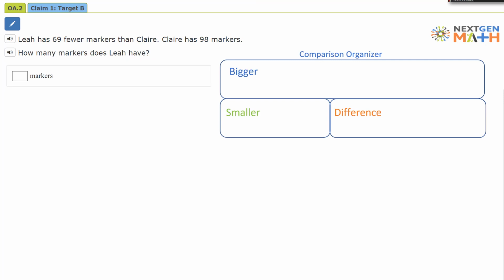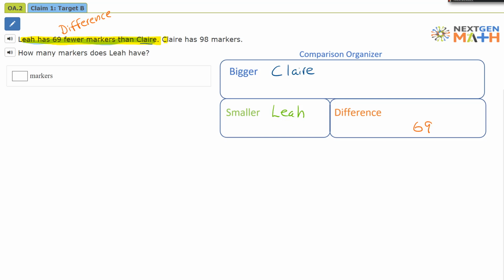Let's reread the problem to determine who has the bigger amount of markers or the smaller amount. Leah has 69 fewer markers than Claire. What that tells us is that Leah has the smaller amount of markers, which means that Claire must have the larger amount of markers. Fewer markers, that's the difference. And so where it says difference here, we're going to put the number 69.